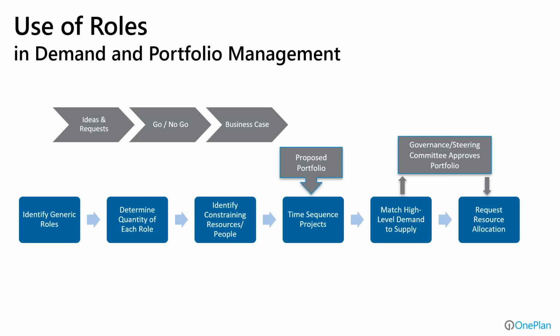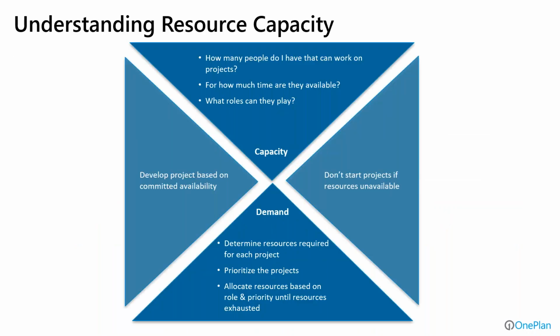that are actively in flight, notice that the bottom path in the blue is really about the resource management, identifying the roles, determine the quantity of each role, identify constraints and things. And then it marries up at that proposed portfolio level. Do we have the resources to do the things we're considering doing? And then match the high level demand to supply, and then have our governance process, whether it's a steering committee or a portfolio group, decide what it is that we're going to actually do, and then we can request those specific resource allocations. So resource management and portfolio management do dovetail in these processes.